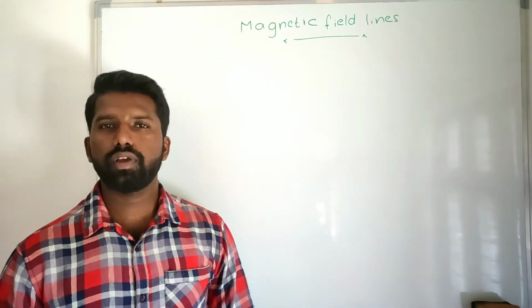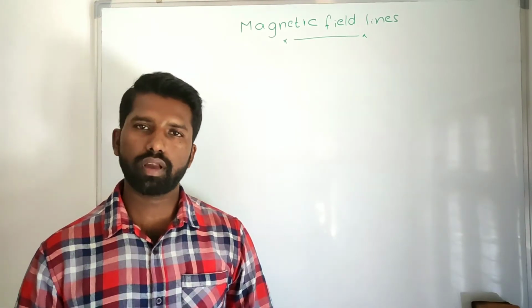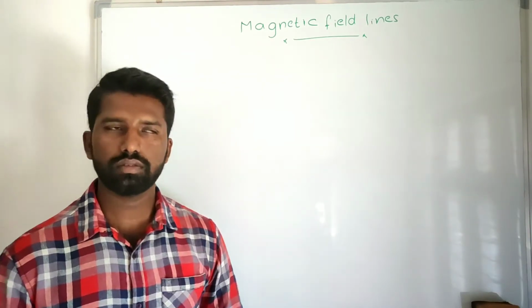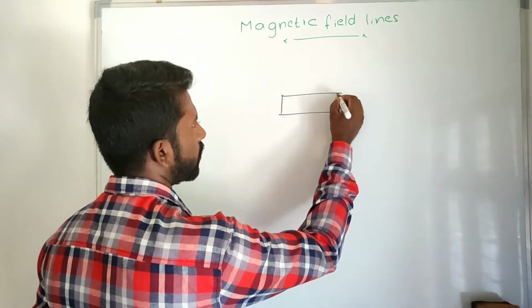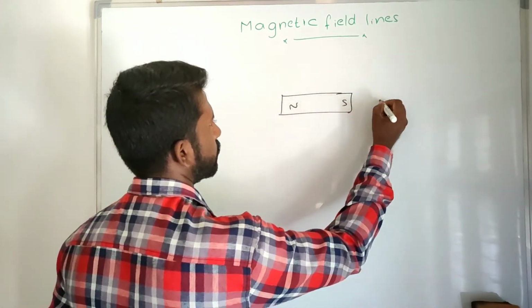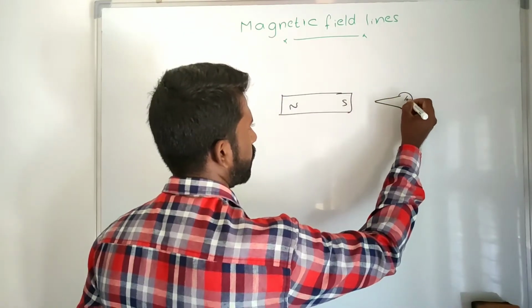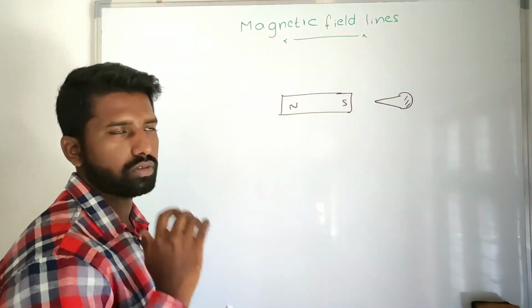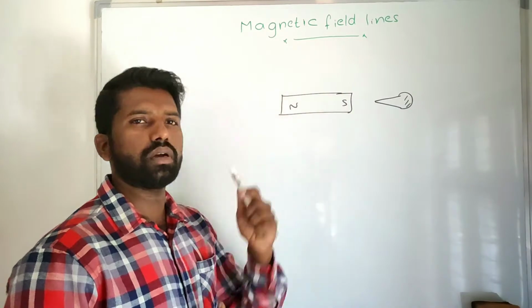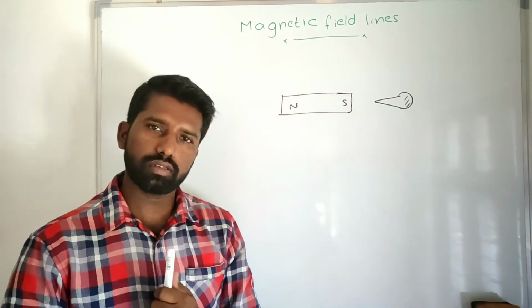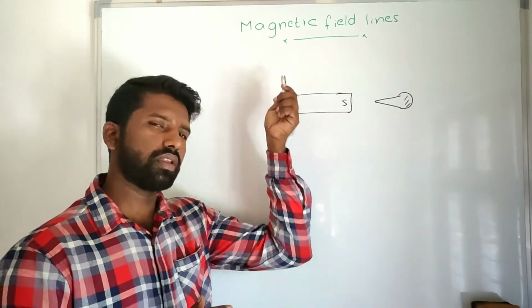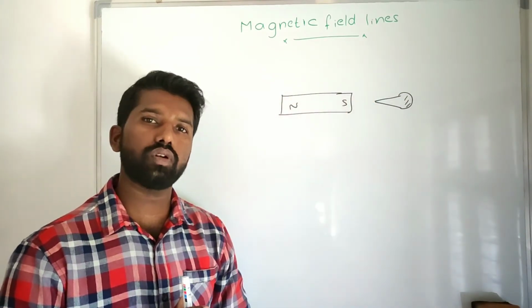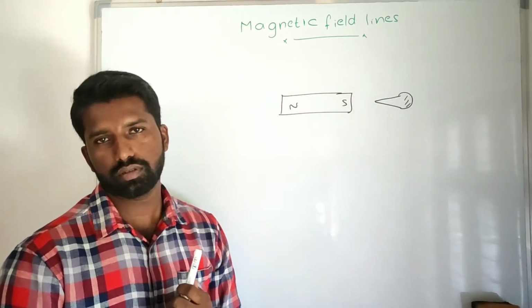Topic: magnetic field line. Take a bar magnet and a nail, and place the nail near the bar magnet. Like this, you can observe that the nail is coming closer to the magnet. From that, we can say that the magnet can exert a force on other magnetic substances.